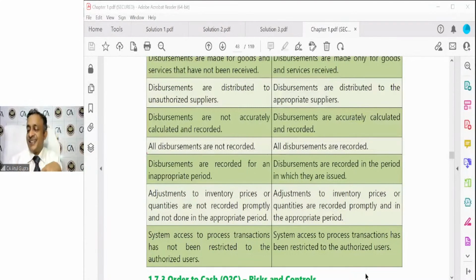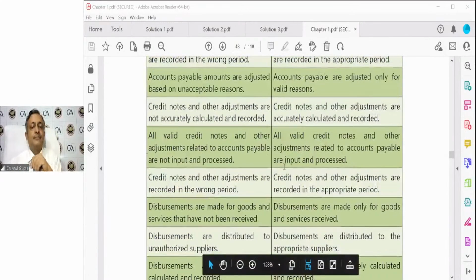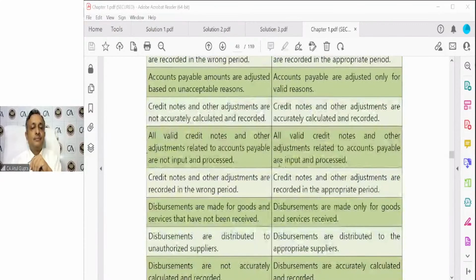Now, coming to the question that I put, so let me highlight it again. Slightly tough question, but still good to learn. This was the credit notes and other adjustments are recorded in the wrong period. That was the issue. So there's a word that you have read in audit, cutoff period.